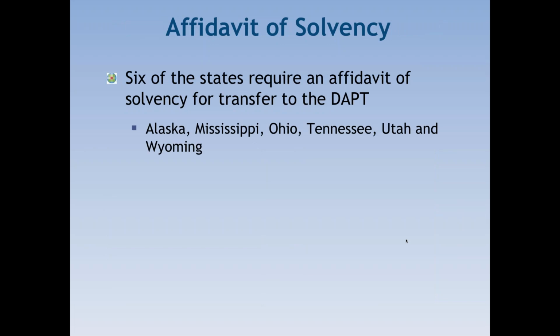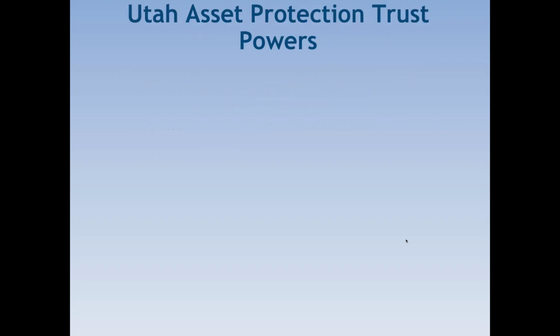One of the things we have to do in Utah is file an affidavit. It requires an affidavit of solvency for transfer to the domestic asset protection trust, which basically says, I'm not making myself insolvent by doing this, which is just one of the hoops that we have to jump through to get this protection. They want to allow this protection to people who feel like they might need it in the future, but they also don't want people to be making themselves insolvent or committing fraud.